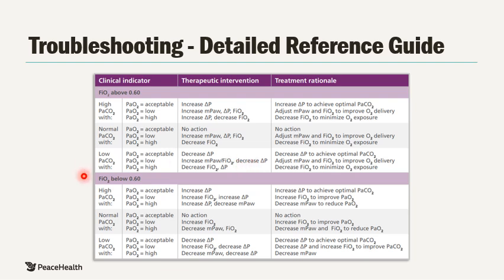Another example, if we are already delivering an FiO2 of below 60 and we have a high CO2 with an acceptable O2, the only change that we would have to make on our device would be to increase our power or amplitude to get an acceptable PaCO2. This reference guide can be found in your education guide and resource material, and I highly recommend you review it or have it available near your patients for easy reference to make ventilation changes.